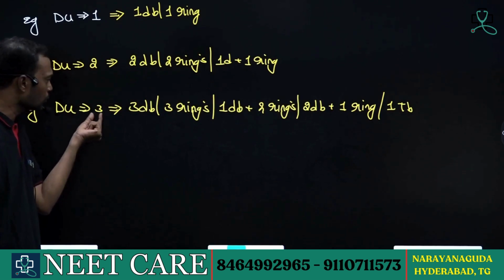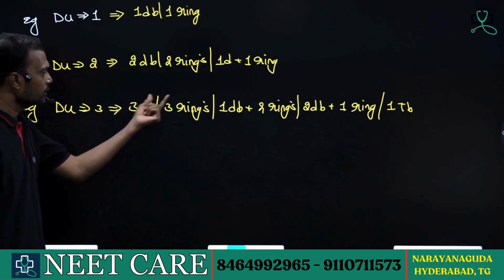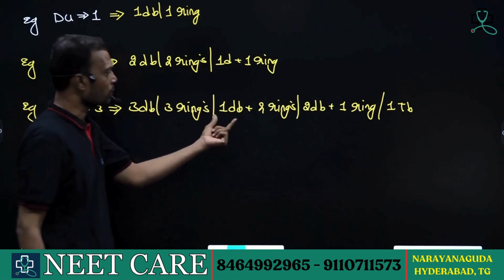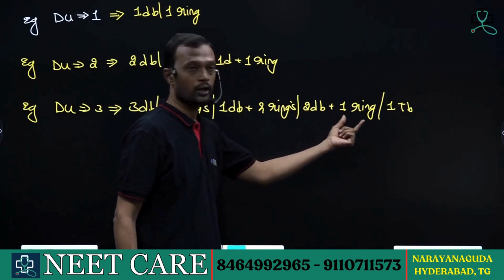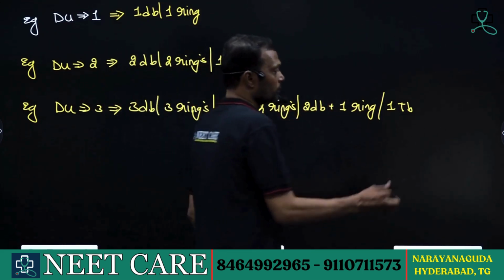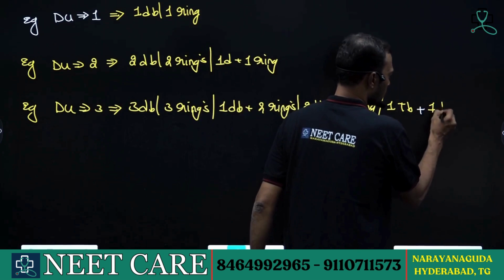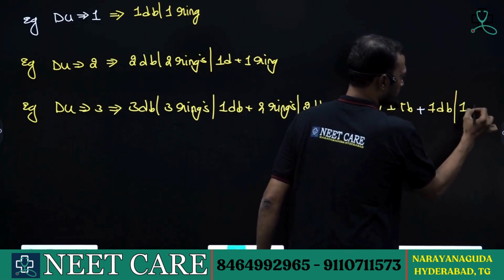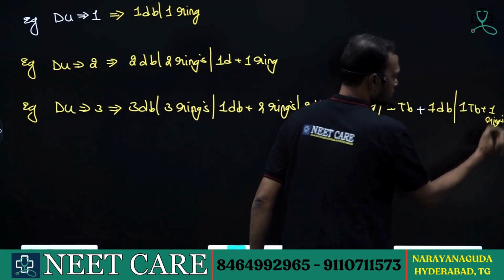Here DU 3 is given. DU 3 means it may carry 3 double bonds or 3 rings. 1 double bond and 2 rings. And here 2 double bonds and 1 ring. And 1 triple bond. 1 triple bond plus, and we can also go for 1 double bond. Otherwise 1 triple bond and 1 ring. Like that we can create some selective examples.